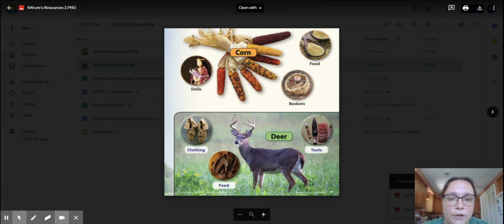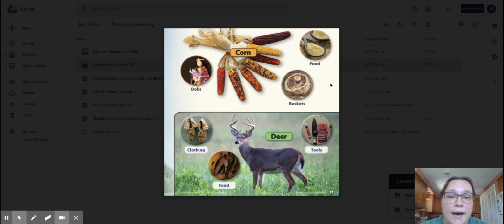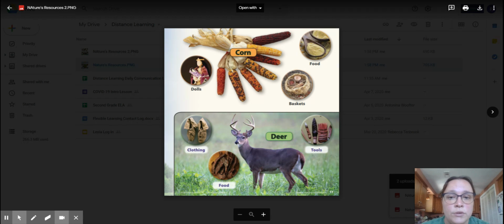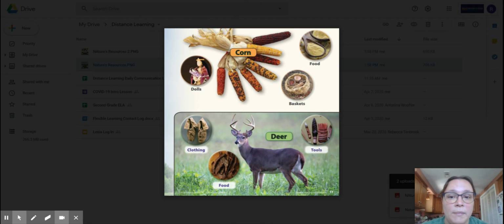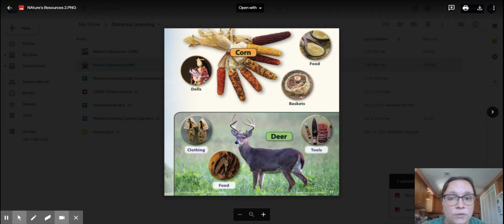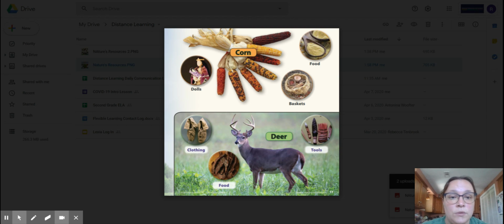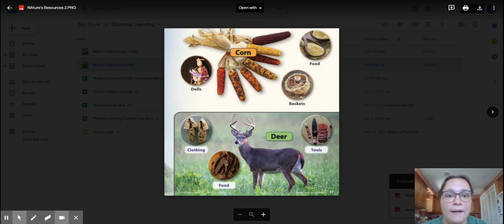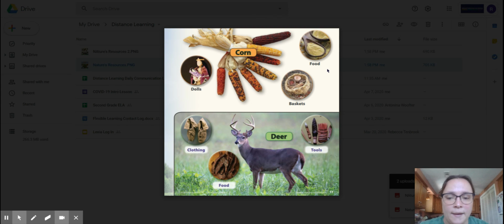The next page of the infographic shows us two more of their resources. So they had a lot of corn. The corn that they used, they would make into dolls. They would use this part right here, the husk, and they would make it into dolls. They would weave a lot of the pieces to make a basket. And they would use the corn obviously for food. We use corn for food, and they did the same thing.